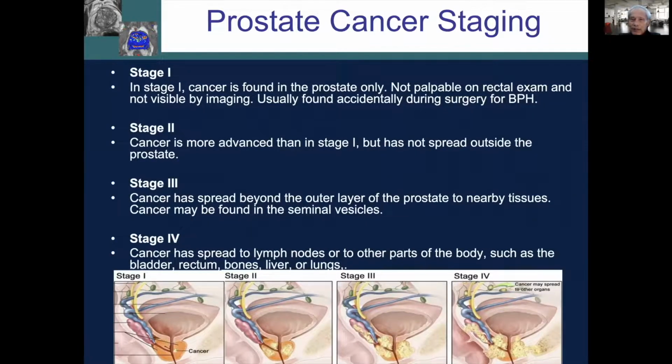Now we should think about the staging. Stage 1 is basically incidental prostate cancer. It may be found during surgery for BPH. It's not palpable, and you're not going to see it on imaging.